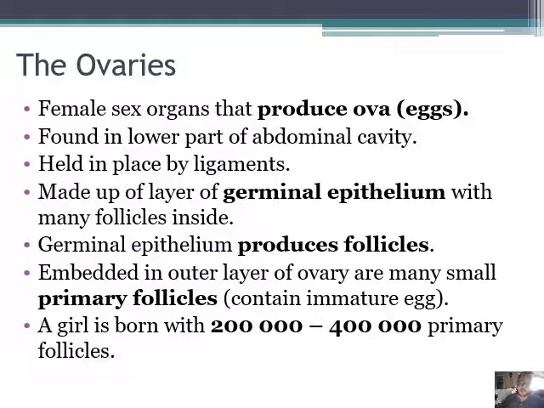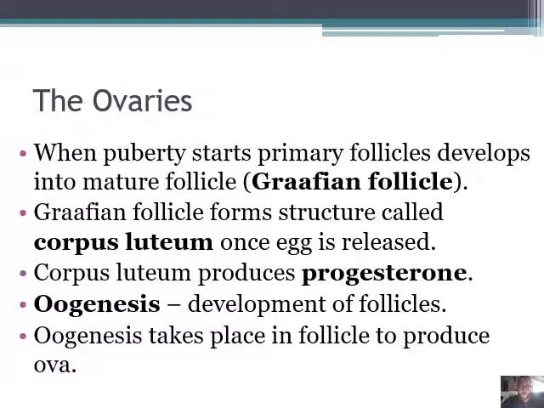I'm not saying that you'll be able to produce anywhere close to 200,000 kids, but that's how many eggs you are going to be able to have throughout your entire existence. And remember, that is only from the beginning of puberty until you hit menopause.